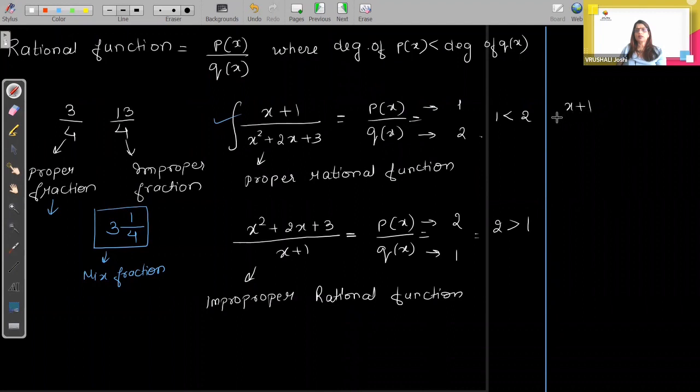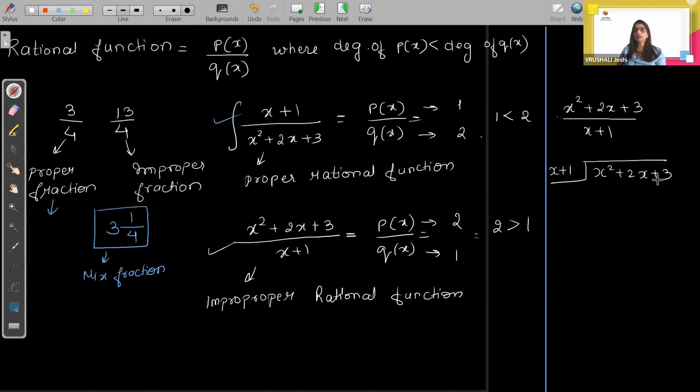x plus 1 by x square plus 2x plus 3. So this is a proper function; we should take the one below, this we have to take, correct? So x square plus 2x plus 3 divided by x plus 1, correct? If you have to put this into a mixed fraction form, you have to divide this. So you will have x plus 1 divided into x square plus 2x plus 3. Nobody has a problem about what goes inside and what goes outside, I hope? Correct?